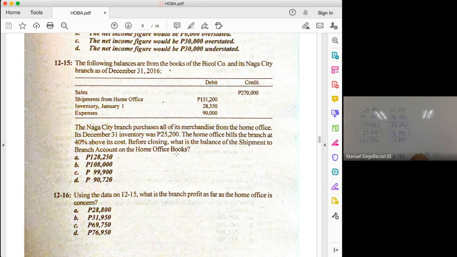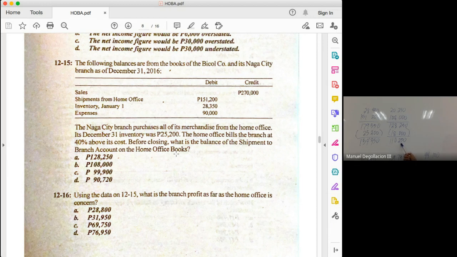Okay. And where can we get this 44,100, class? This is actually just the markup on branch cost of goods sold. How much was the cost of goods sold of the branch? 154,350. Divide that by 140%.